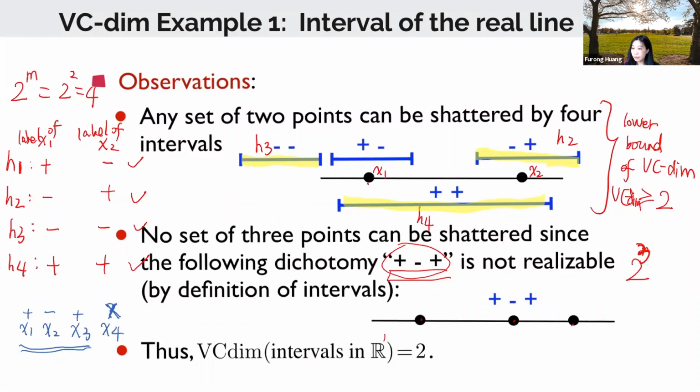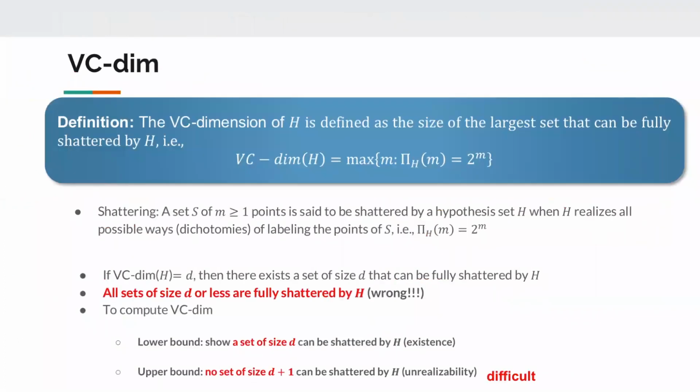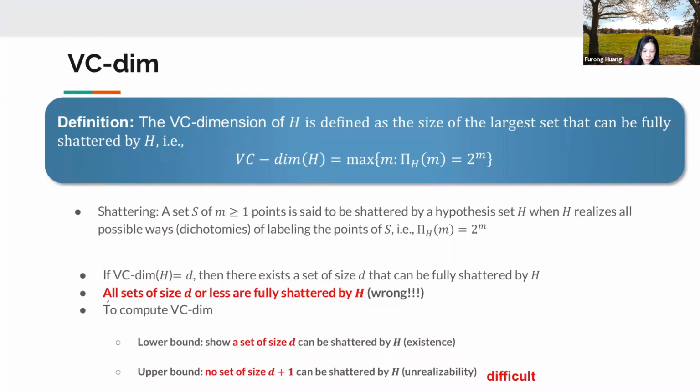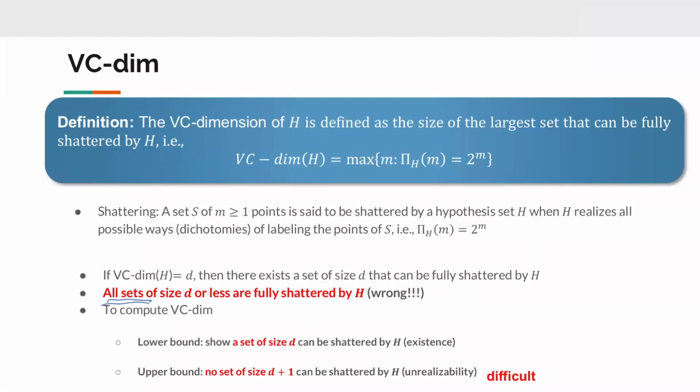Can you go back a previous slide real quick? Yeah. Here in red, it says all sets of size D or less are fully shattered by H, and that's incorrect. But isn't that exactly what Jonathan just said in the chat? Oh, it's different, right? All sets means I'm not talking about existence, I'm talking about every possible way. So actually, I will show you an example later on to show you why this is not correct. Okay, I got it. That makes sense. Good point.